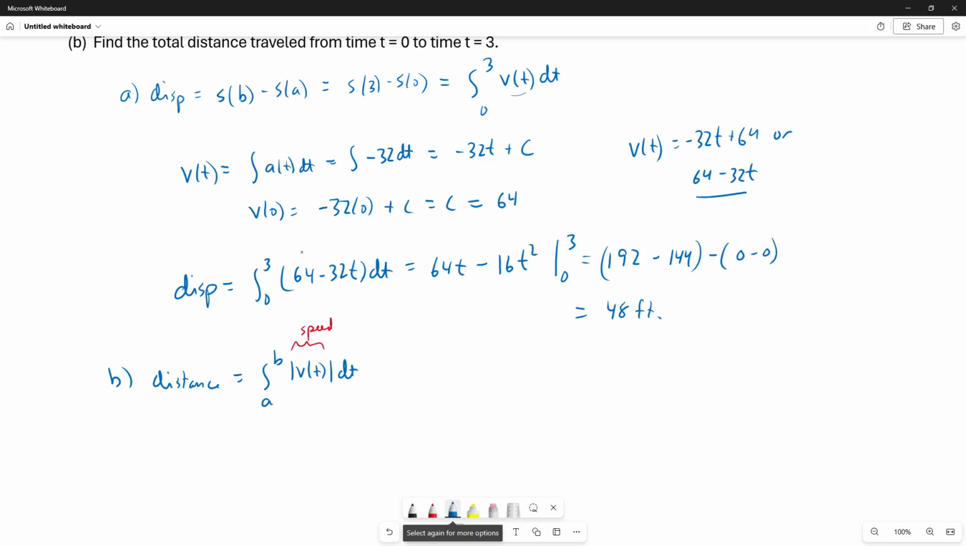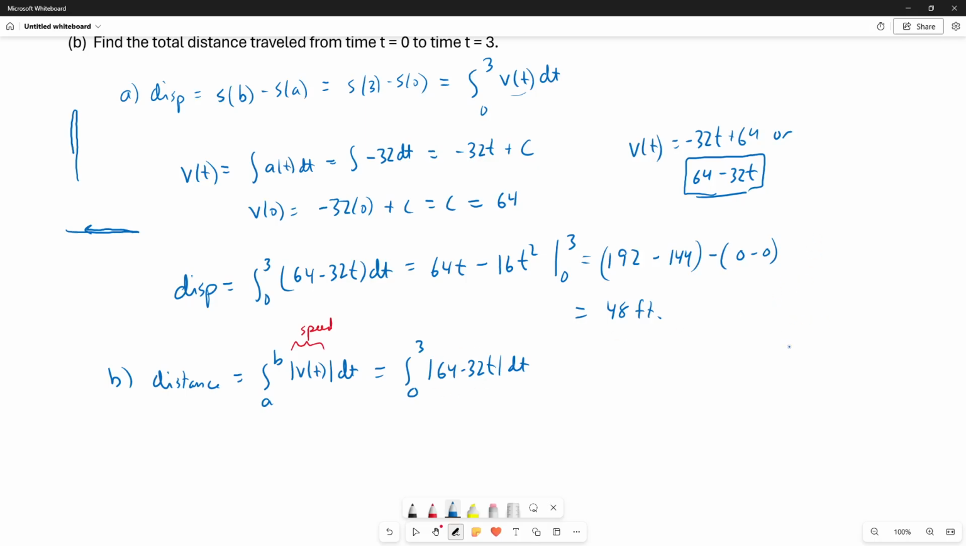avoid the idea that the object could double back on itself, such as throwing something up in the air where it goes up and then it comes down. So in this problem, this integral is the integral from 0 to 3 of the absolute value of our velocity function, which is still here, 64 minus 32t dt. And then we have to remove these absolute value bars.